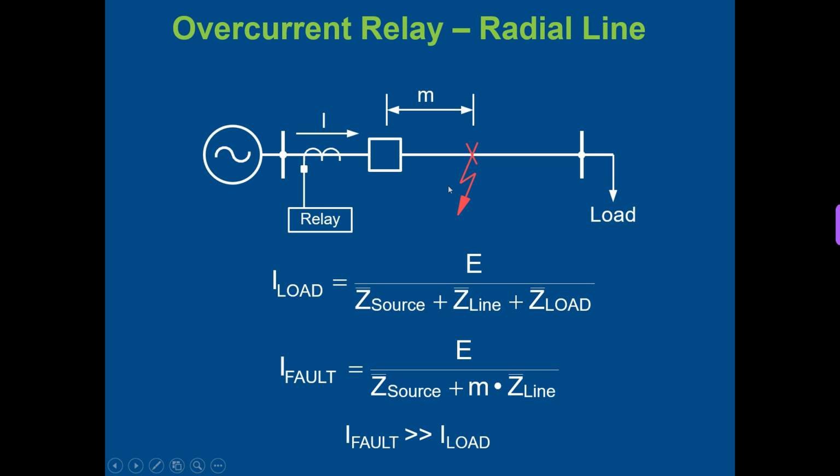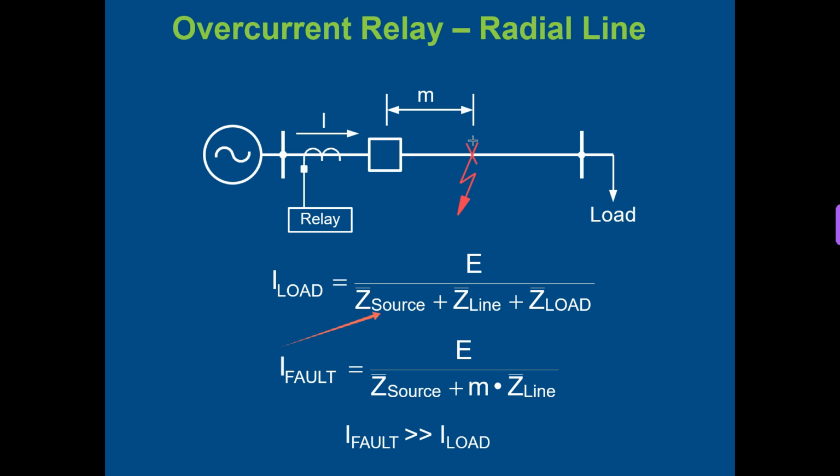Now, suppose during normal load conditions, we have only the load current. That load current will be the voltage measured by the relay at this location divided by the total impedance, that means the source impedance plus line impedance plus load impedance. So here, I load is basically E divided by this, and depending upon how strong or how weak the source is and how long the line is, your load current will be determined.